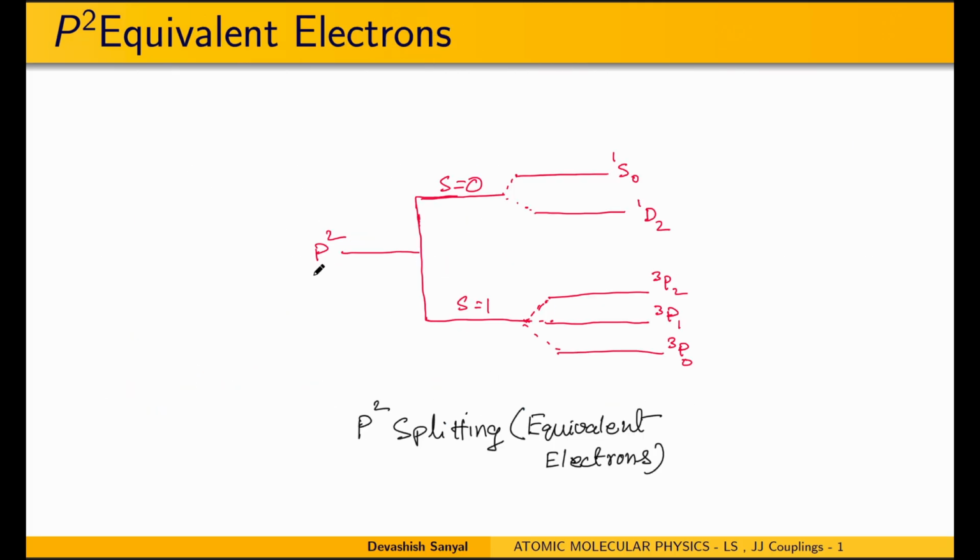So this is my P2. Again, we have two values of S. One is S equal to 0 and one is S equal to 1. S equal to 1 is the lower energy. So this is the principal splitting that is taking place because of spin-spin correlation. And then this splitting is taking place because of interaction between orbital angular momentum and spin. Okay, so here we have 1S0 and 1D2. The 1 comes from 2S plus 1.